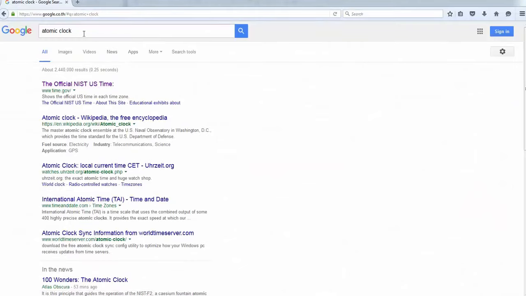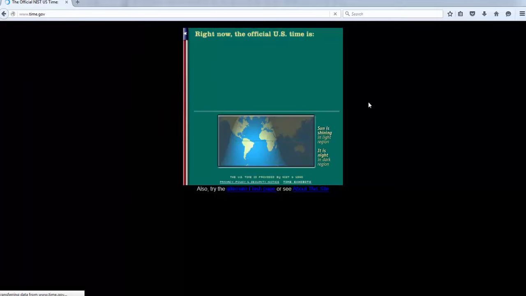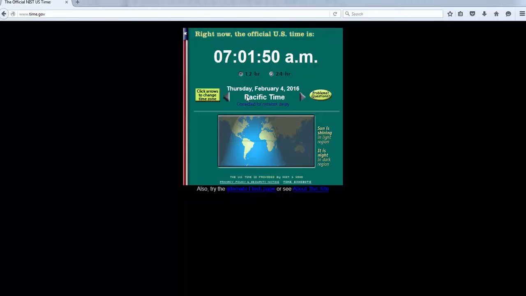Okay, I have the atomic clock on Google, so you can see it right here, the official NIST USA time. Let's bring it up. Click on it. You can see it's coming up here now. It's going to say synchronizing in a second. It's going a little slow. Okay, now it's synchronizing, and now it's giving the time. It is Thursday, February 4th, 2016 in Pacific time, which is California time.